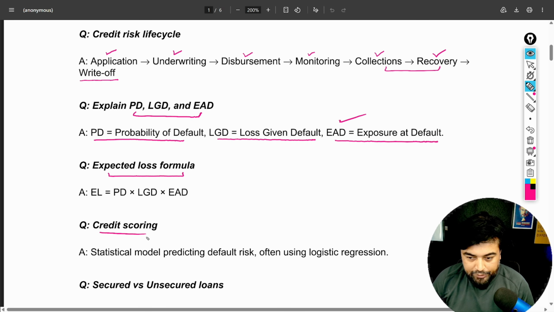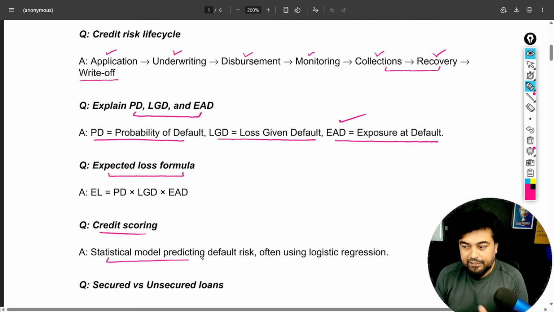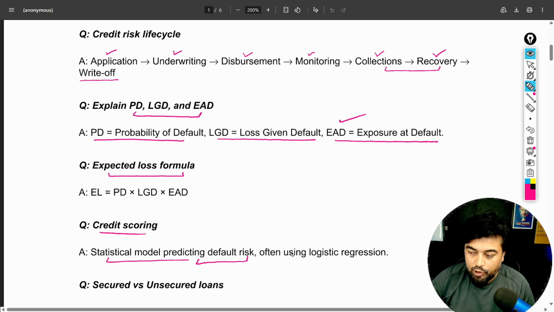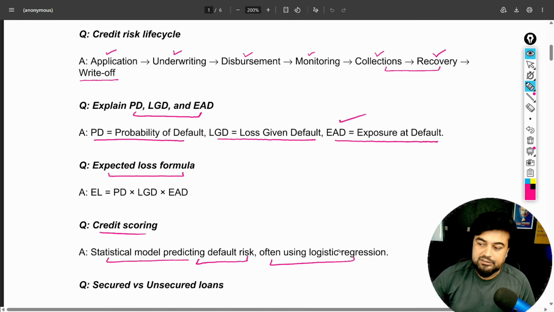Now what is credit scoring? This can be asked to you. It's a statistical model, okay? It can be linear regression, logistic regression, anything, that predicts the default risk. Often logistic regression is used. Logistic regression is most common here.